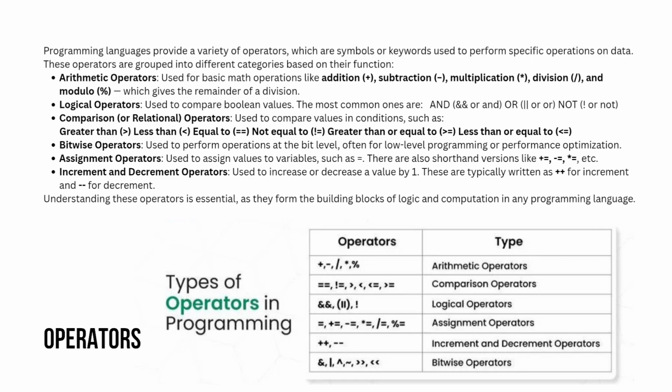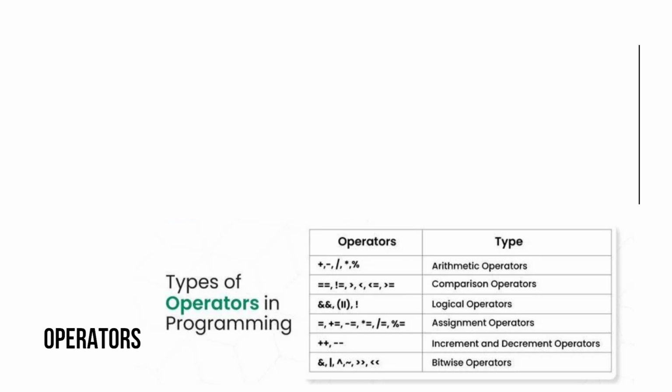Bitwise operators, used to perform operations at the bit level, often for low-level programming or performance optimization. Assignment operators, used to assign values to variables, such as equals. There are also shorthand versions. Increment and decrement operators, used to increase or decrease a value by 1. Understanding these operators is essential, as they form the building blocks of logic and computation in any programming language.